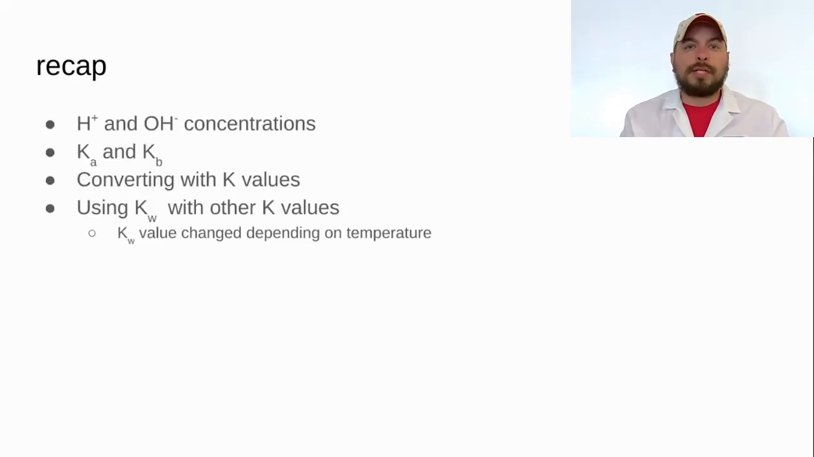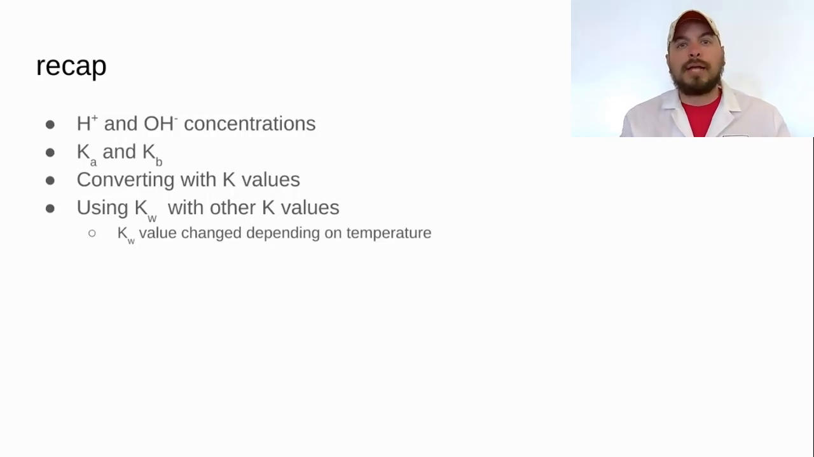So that wraps up today's video. Let's recap. Today we learned how to use H plus and OH minus concentrations along with Ka and Kb to be able to convert between the Ka, Kb, H plus, OH minus, and pKa and pKb. All of these are predicated off of the same basic Kw connection.